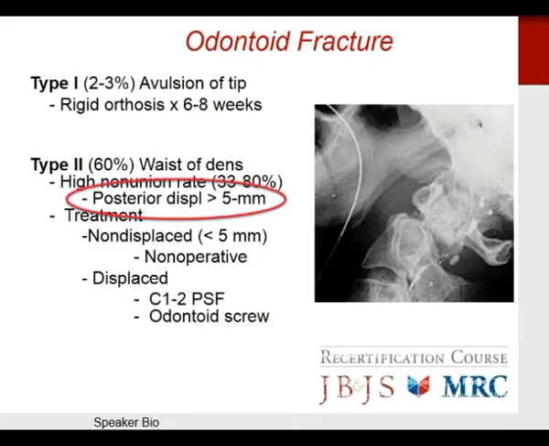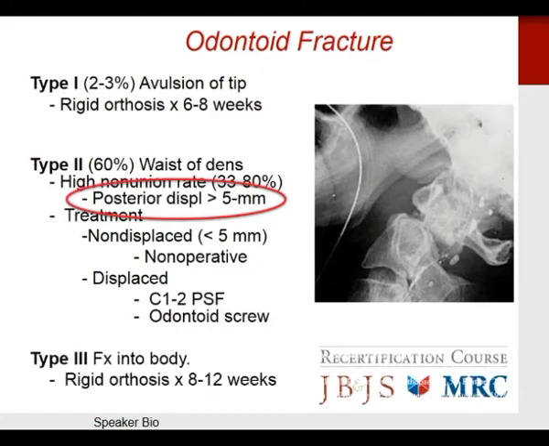If it's displaced greater than 5 millimeters, then a C1, C2 fixation or an anterior odontoid screw is an option. But in order to use an odontoid screw, you must reduce the fracture. Type 3 extends into the body. These are stable and can be treated with an orthosis.